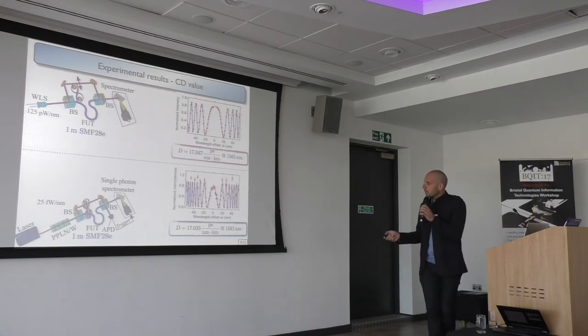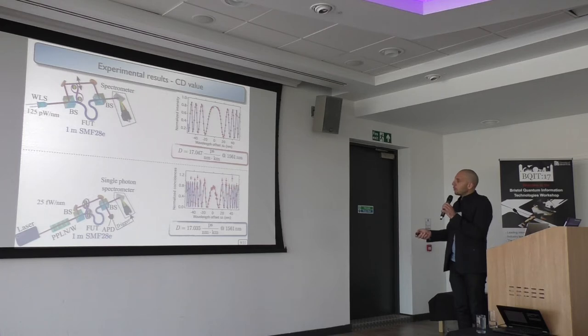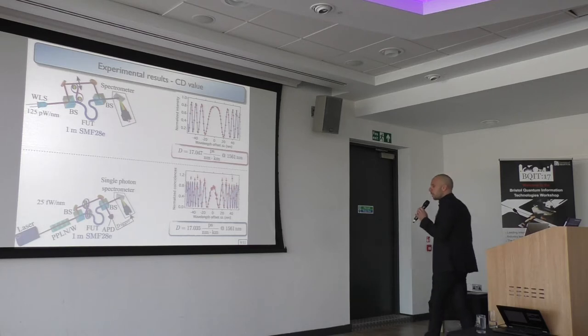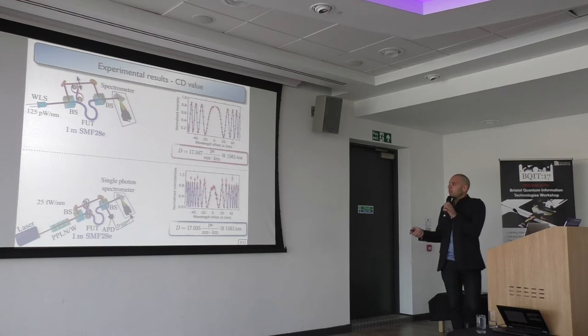For the quantum scenario, we have no stationary phase point to find, but we obtained an interferogram which has twice as much interference fringes compared to the classical scenario, and we found a value of 17.035 picosecond per nanometer per kilometer at the same central wavelength.